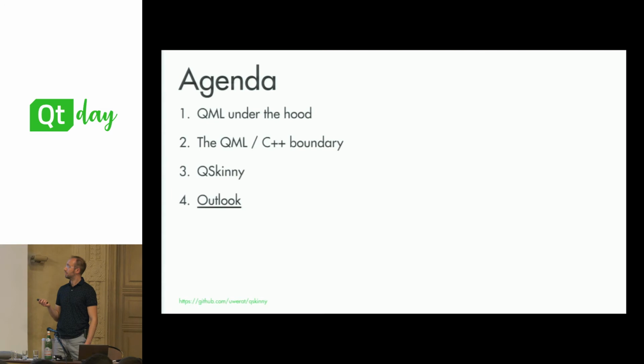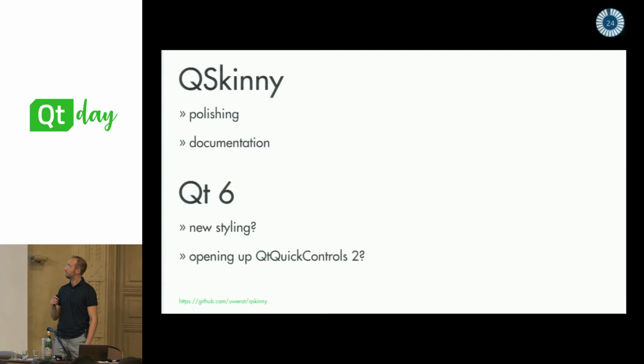Just a little outlook. QSkinny is used in production, as I said, but it needs quite some polishing. Some controls are there, some are not, and there's no documentation yet. We hope to get around to writing some documentation at some point. For now, you would have to dig in yourself, unfortunately. Feel free to try it out. There are a lot of examples in the code. I think in Qt6 there might be a new styling API coming. People are thinking about it. There's nothing set in stone, but I'm not sure how that's going to look.